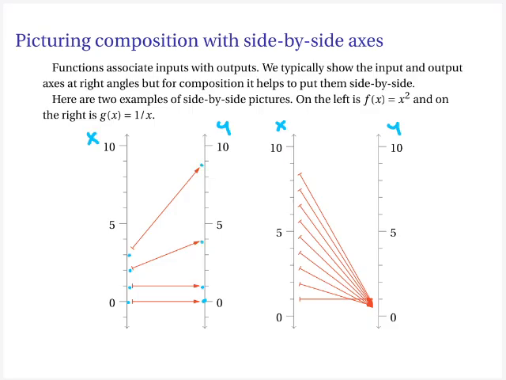And the point about this picture is that as you move around, for example, when you're at input of 3, the arrows are spreading apart. So there's an action where the outputs are spread apart somehow.